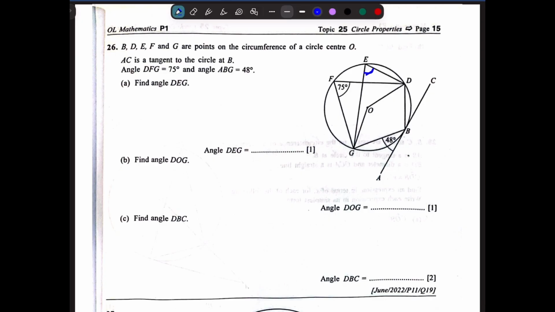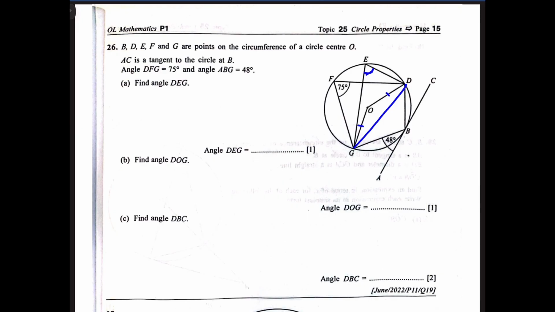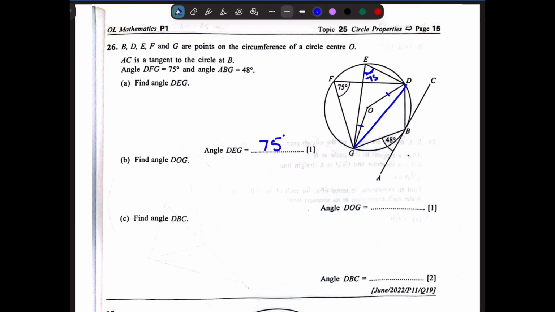Right, let's mark the radius. So these are the radii of the circle. Okay, so let's have a look at this chord GD. So angle made by chord GD at the circumference. So this is 75. And then they're also making an angle at E. So angles F and E are going to be equal. Why? Because angles made in the same segment. So angle DEG is going to be 75 degrees using the property angles made in the same segment.